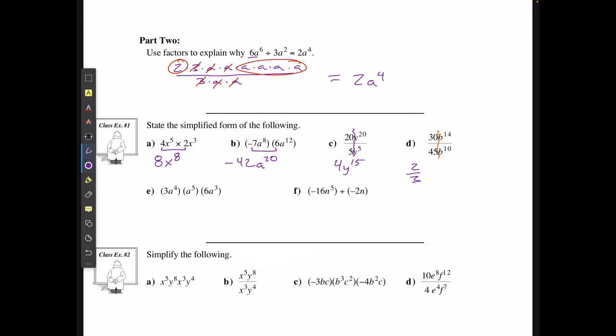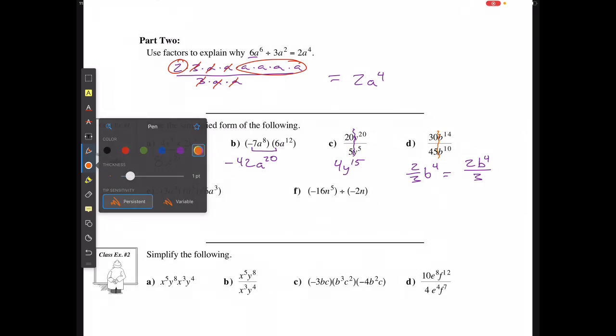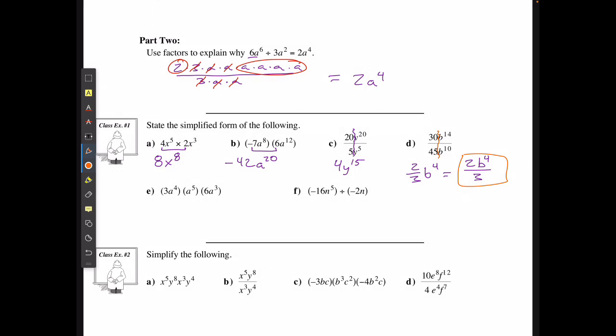And then I have b to the 14 and b to the 10, so I'm going to subtract them and be left with b to the 4. Now I could either leave it this way, or I could combine the b in the numerator. Either of these is an acceptable option, as we're going to see something more like this more frequently.